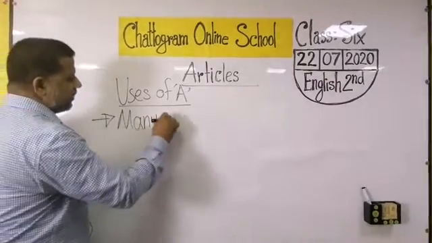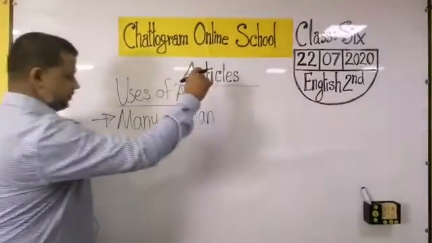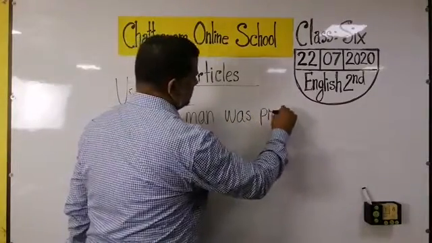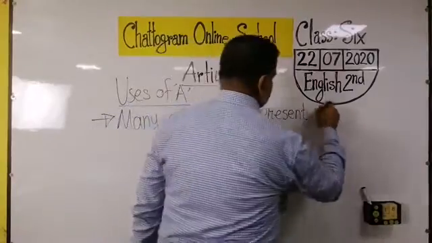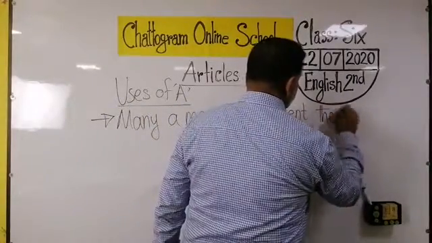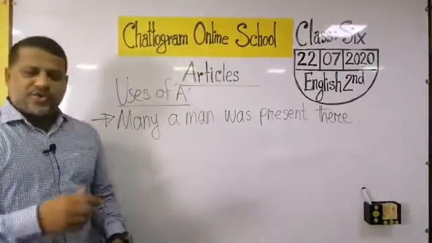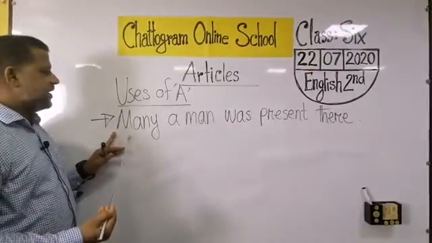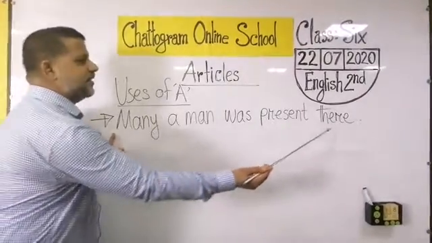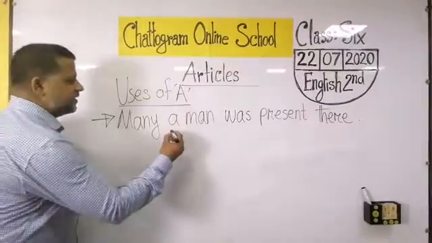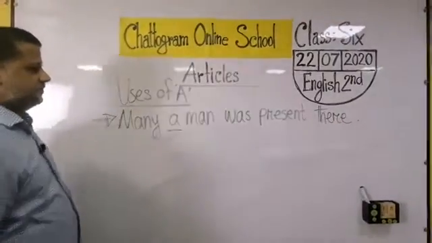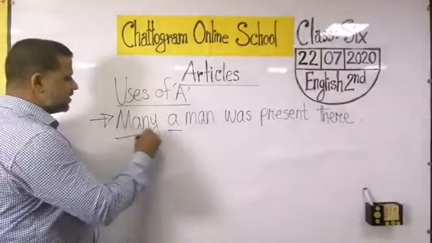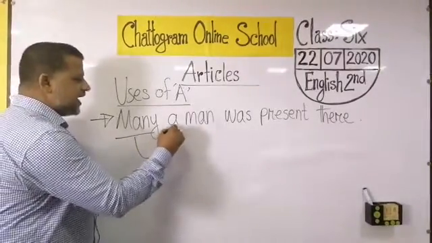Many a man was present there. Many a man was present there. Dear students, I want to request you to look at the example. You see, many a man was present there. You see, a is used here as an article. You will have to take note that after the word many, we also use a as an article.